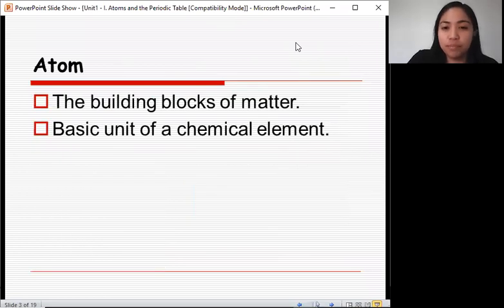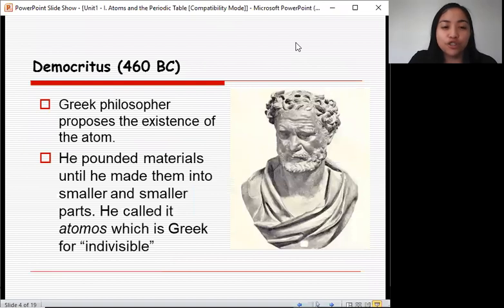An atom is the building block of matter and it is the basic unit of a chemical element. So aha managikan ang atom o ngano na ang may atom. So si Democritus, he is a Greek philosopher, proposes the existence of the atom. So what he did is that he pounded materials until he made them into smaller and smaller parts. And the smallest particle that he obtained, he called it atomos, which is the Greek word for indivisible.